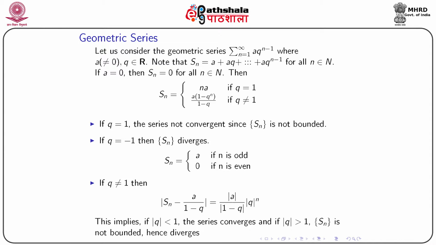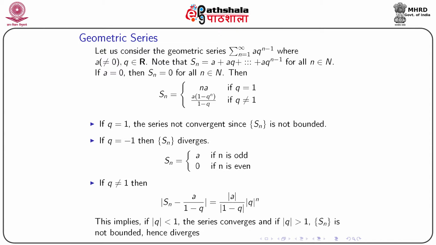Now what will happen if q is equal to 1? If q is equal to 1, the series is not convergent because S_n is not bounded, because S_n is a into n. As n increases, S_n will also increase. If q is equal to minus 1, then also S_n diverges. Then S_n will be a if n is odd, and if n is even, then it will be 0.